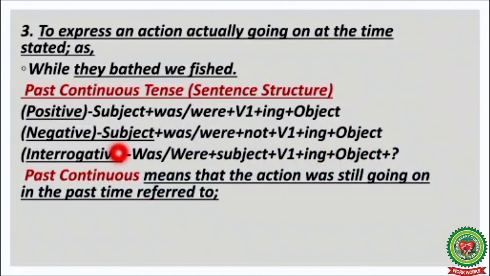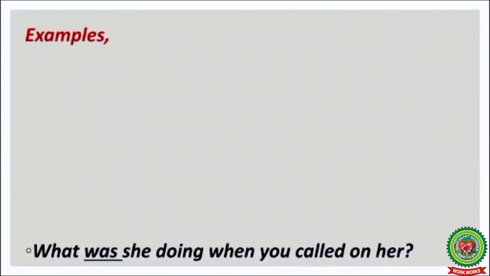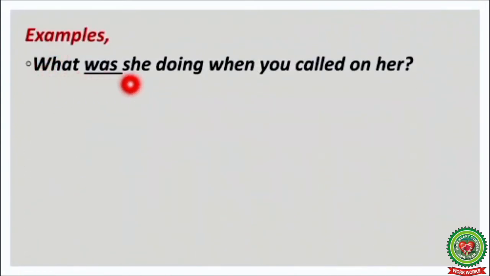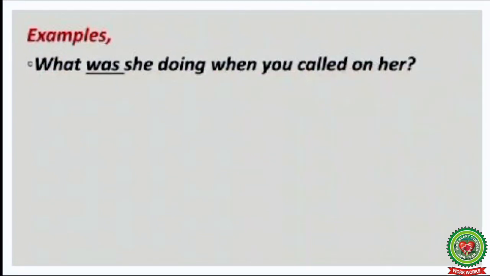Students, past continuous means that the action was still going on in the past time. Refer to the examples. What was she doing when you called on her? Children, here we are referring to an action that was going on at some time in the past. I want to know what she was doing at that time when you visited her. So, what was she doing when you called on her?